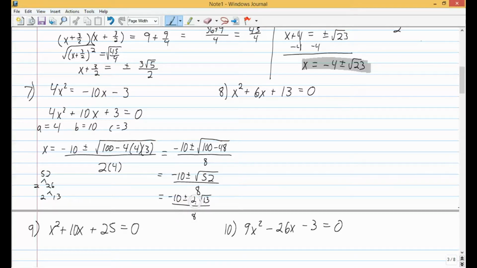And now, I told you that if you look here, here, and here, and you can divide all three by the same number, then that simplifies your answer. So you can divide the 10 by 2, the 2 by 2, and the 8 by 2. So it'll be negative 5 plus or minus the square root of 13 all over 4. And that gives you two answers. Negative 5 plus the square root of 13 over 4, and negative 5 minus the square root of 13 over 4.